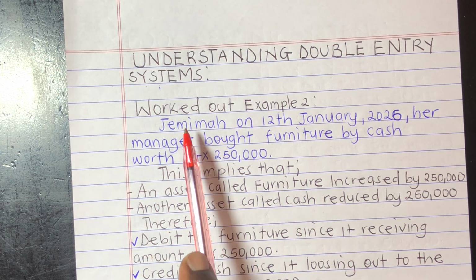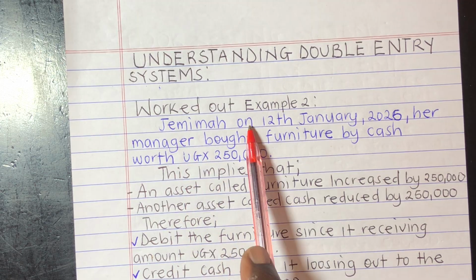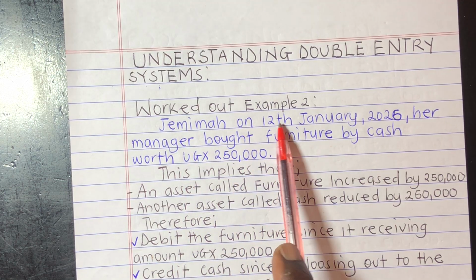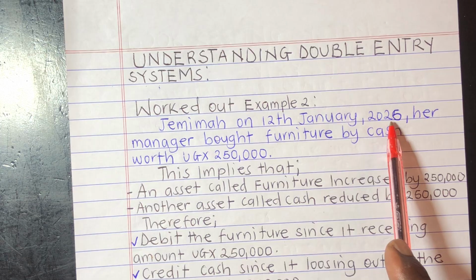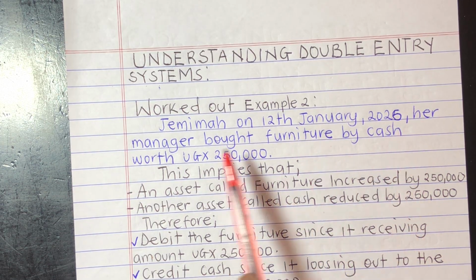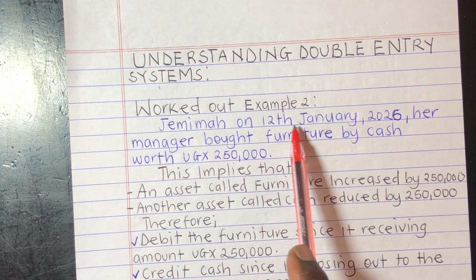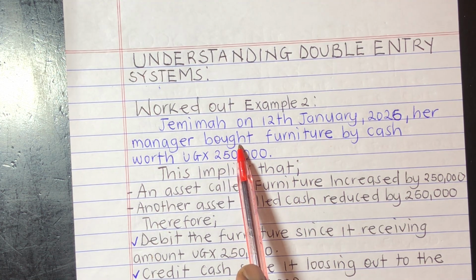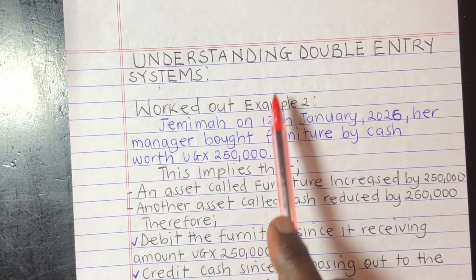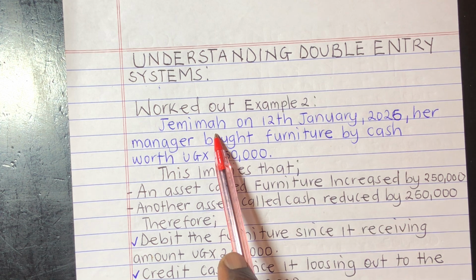Now I have a worked out example here. Here it goes. Jemima, on 12th January 2026, her manager bought furniture by cash, UGX 250,000. So this is our transaction, and I'm going to show you how we post it in the dual recording or the double entry system.